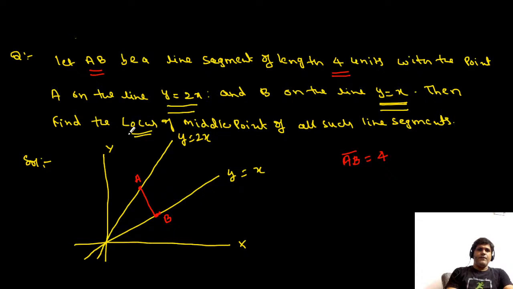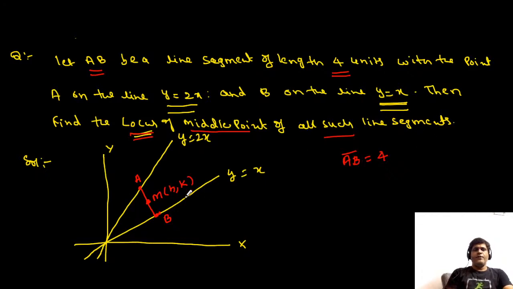So what do we need to find? The locus of the middle point of all such line segments. Here the middle point's locus we need to find. Generally we consider the locus point as M(h, k). So M(h, k) is the middle point. Let AB be the line segment; therefore we find the locus of the middle points of all such line segments.